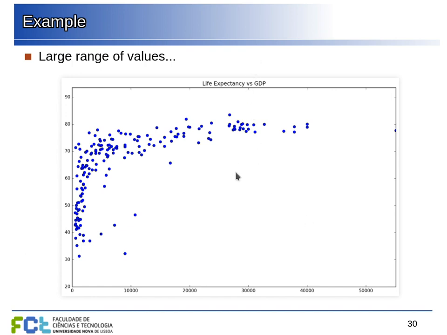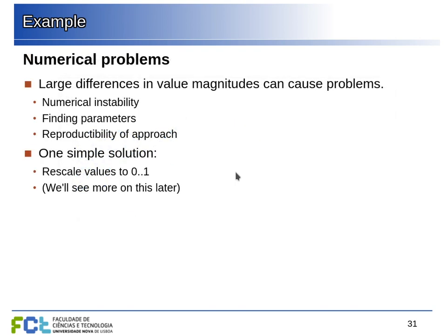So we need to be careful when we have a large range of values, and it's always a good idea to rescale things. We need to know how we rescale, because then we need to rescale back if we want to do predictions or something like that. And we're going to see several ways of doing this rescaling.